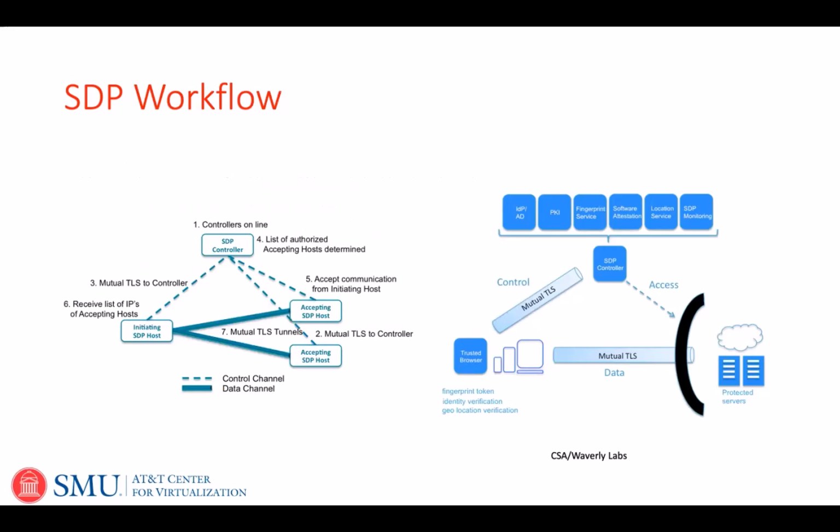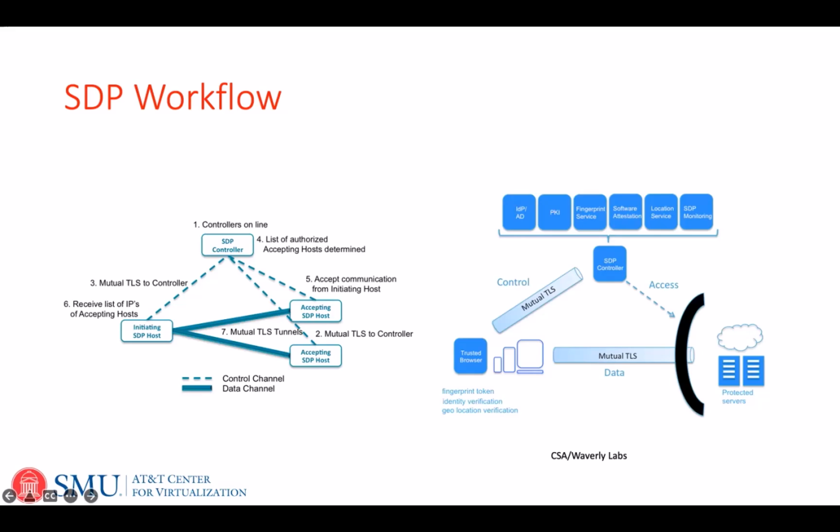Just to quickly go through the workflow. There are three major elements in an SDP system. If you can see it, the controller. This is the security brain, the SDP controller. This is the client, the SDP host, and this is what they are trying to access, the accepting SDP host.